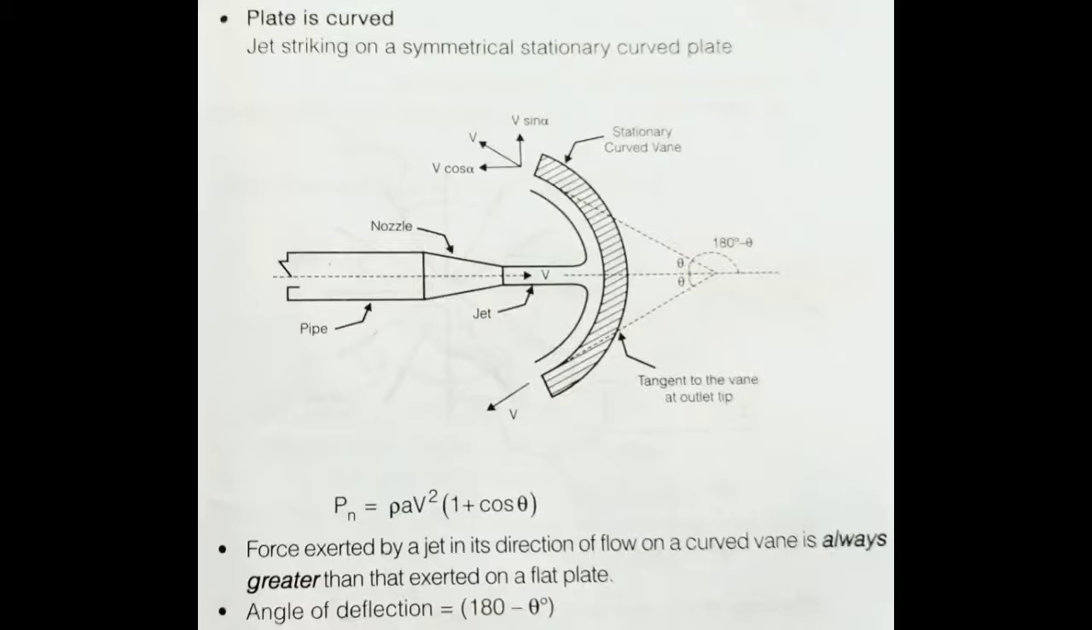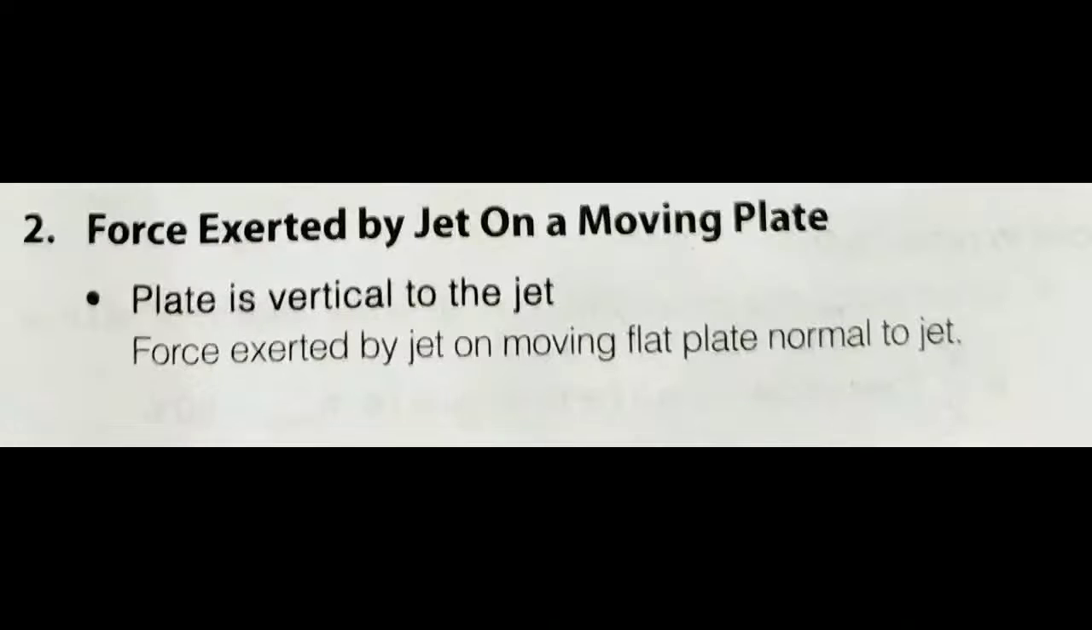Angle of deflection is nothing but 180 minus theta degree. Next case is when the plate is not stationary, it means that the plate is moving. Force exerted by a jet on a moving plate. The first case in that is the plate vertical to the jet. Force exerted by the jet on a moving flat plate normal to the jet.